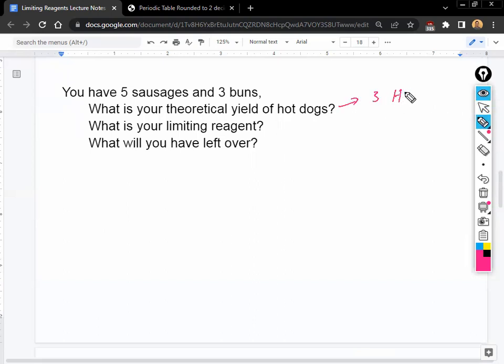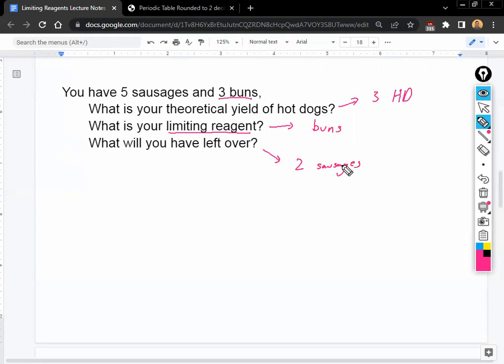Why can you only make 3 hot dogs? Yeah, you only have 3 buns, right? You're going to run out of buns. So the reactant, the thing that you run out of first, is the buns. So your limiting reagent this time is going to be the buns. And then you're going to have 2 sausages left over, okay? Make sense? Super easy concept, right?